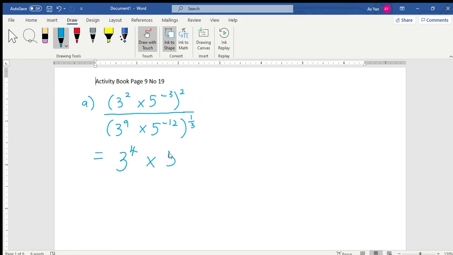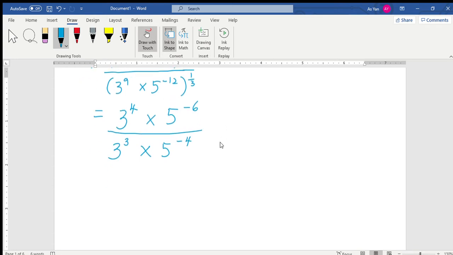Multiply with 5 to the power of negative 6, because negative 3 multiplied by 2 is negative 6. Then 3 to the power of 9 times 1 over 3 is 3 to the power of 3, multiplied with 5 to the power of negative 4. Negative 12 times 1 over 3, we simplify, we get negative 4. Now we can look at the same base.